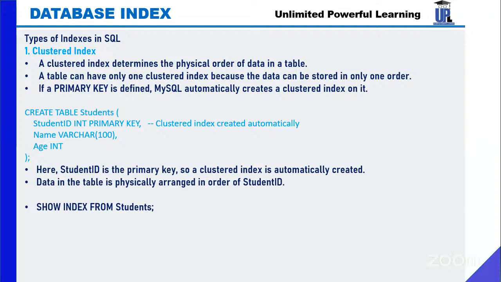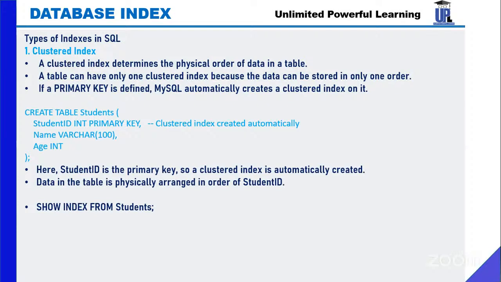What do you mean by clustered index? If you create a table, the primary key is automatically used to create the clustered index. That means whenever you want to search the record of a student, the index is based on the primary key, and because of that we are able to search. Such type of indexing is called a clustered index.